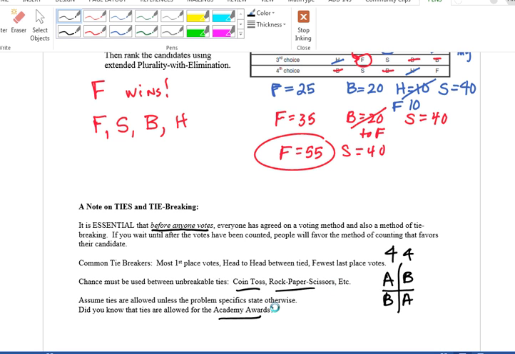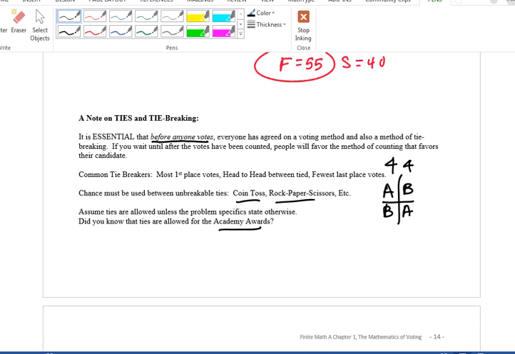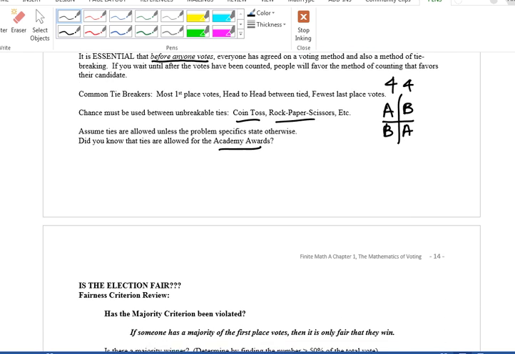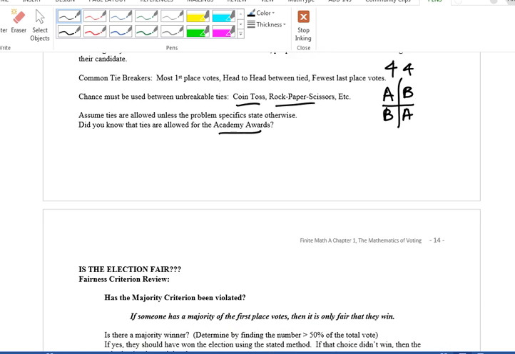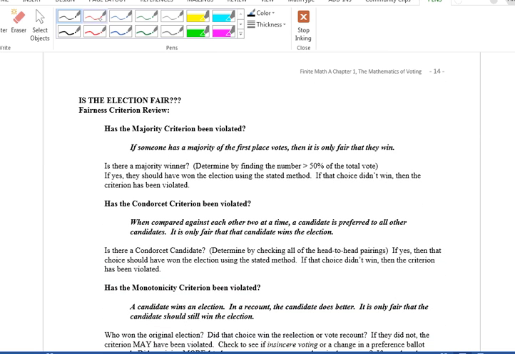The Academy Awards allow ties. There are lots of places that allow ties. So when you're talking about something like the Academy Awards, they use a Borda count method and they do allow ties. There have been instances in the past where in the Academy Awards you've had actors and directors who've had to share Best Actor and Best Director as that award goes.